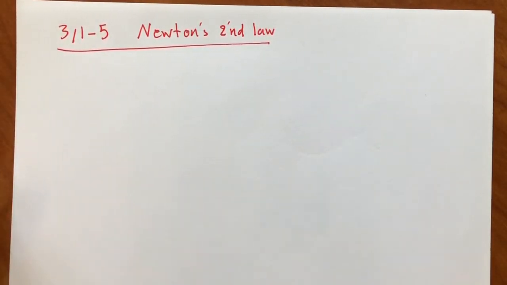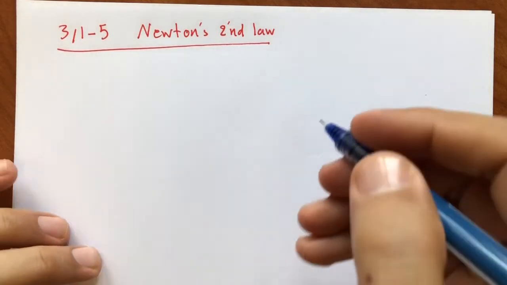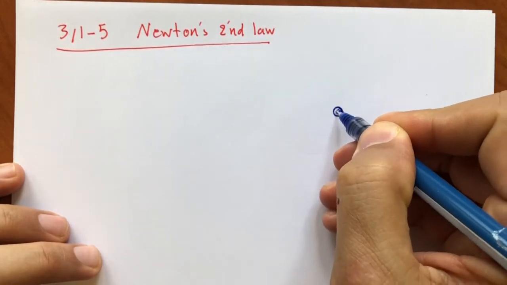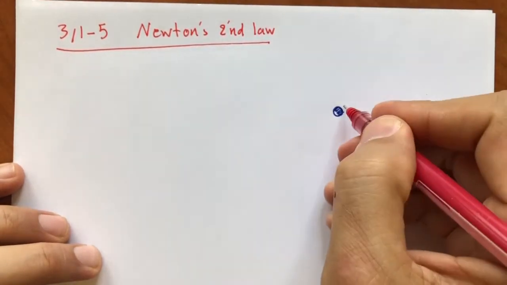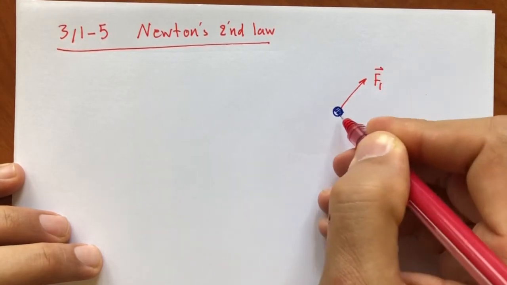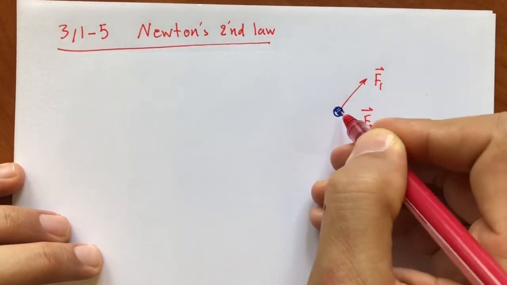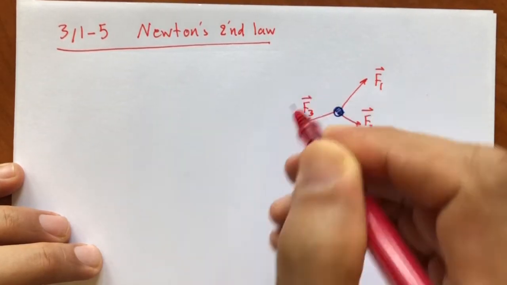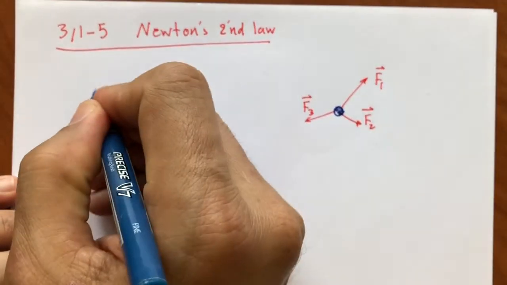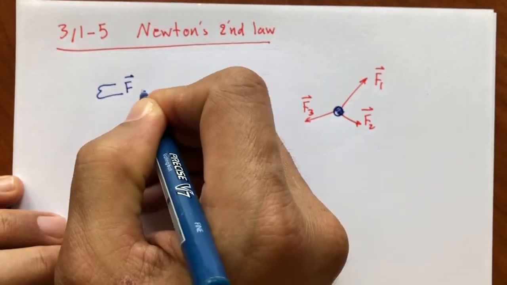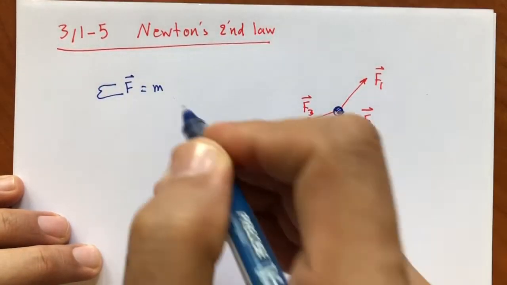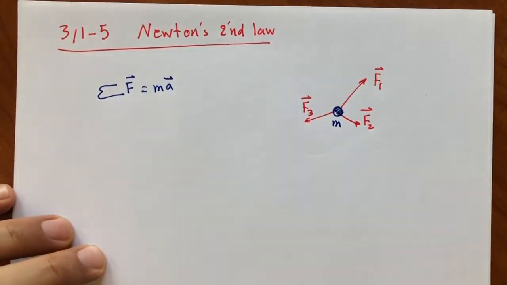Newton's second law is something that you already know from your physics classes. In chapter 3, we are going to study this law again and also use it in different coordinates to solve different types of problems. So in general, if you have a particle, and maybe a bunch of particles, with some forces on it like F1, F2, F3, then the sum of these forces is going to be equal to mass times acceleration, the mass of this particle times acceleration of it.